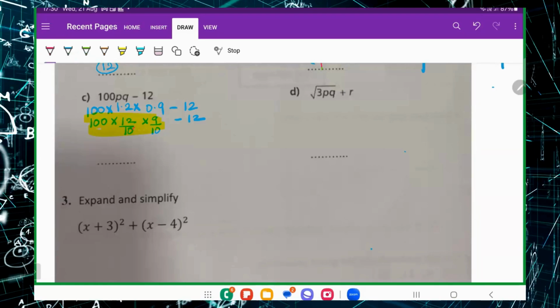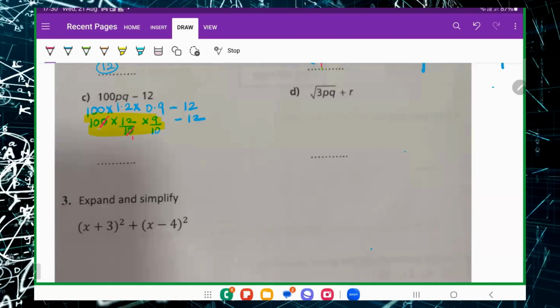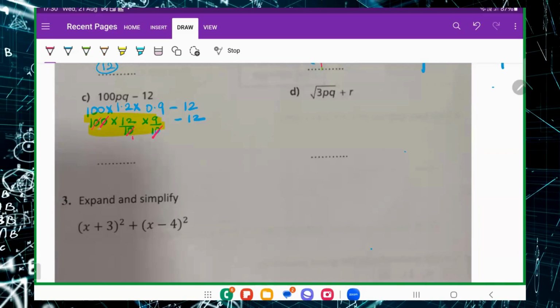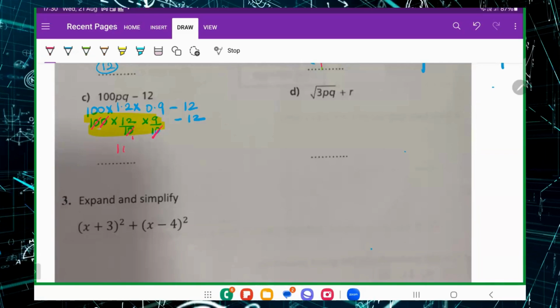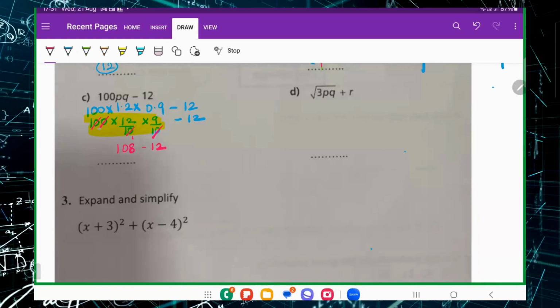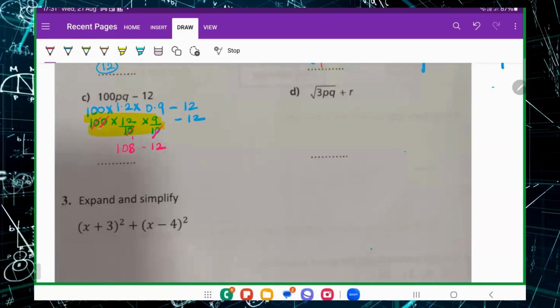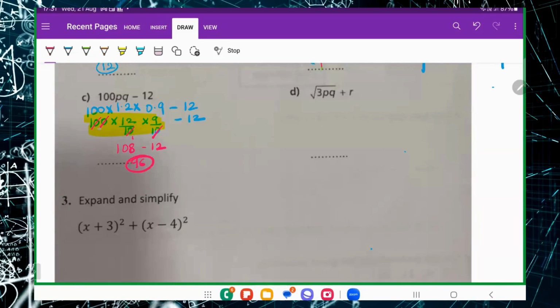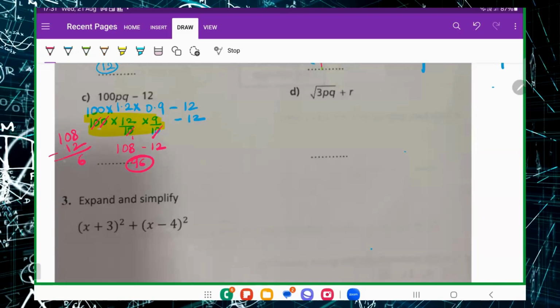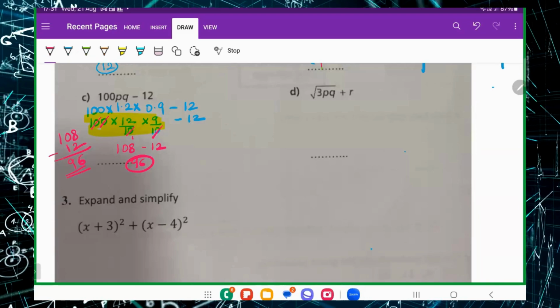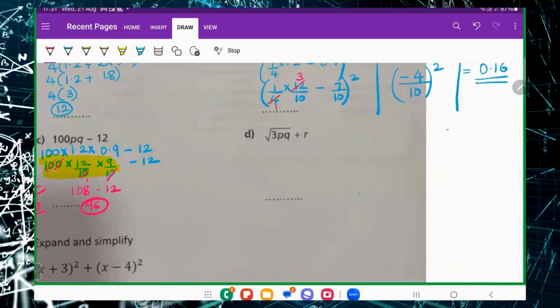Now, you know 10 and 10 will go away, like this. So you have 12 into 9. 12 into 9 gives you 108 minus 12. And if you do 108 minus 12, you will get a 96 here. Let's move on to the next sum.